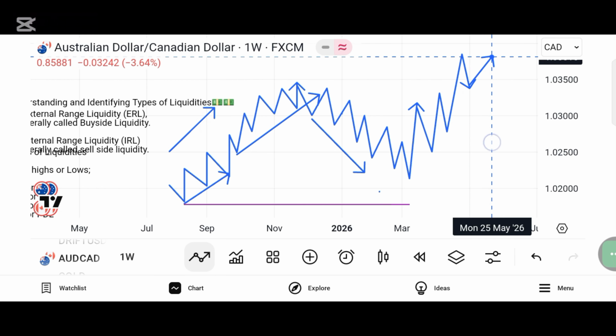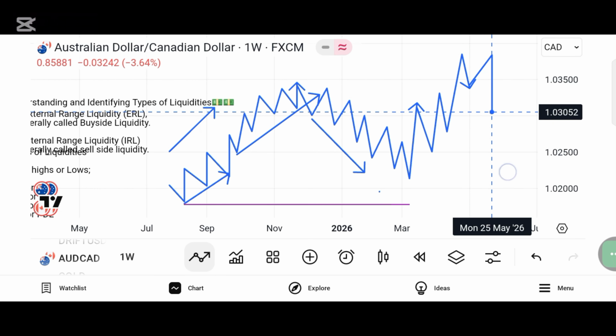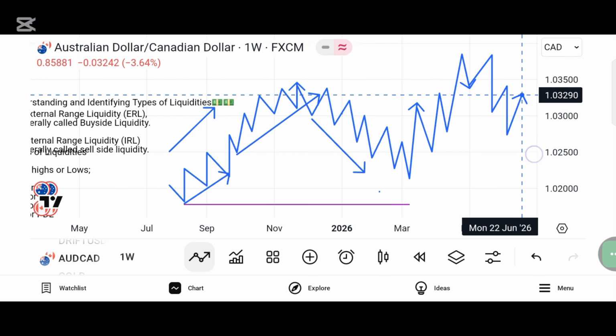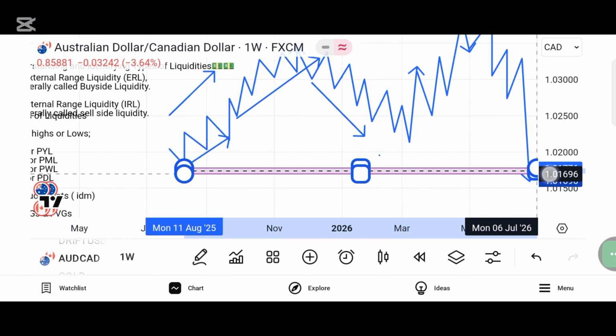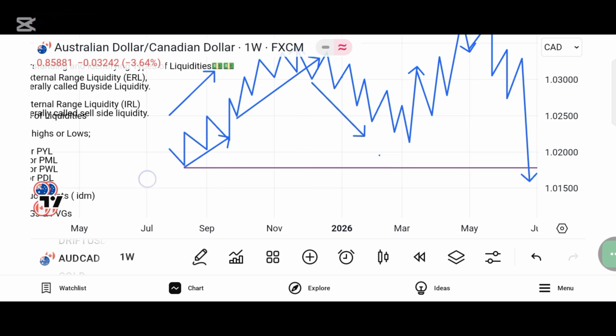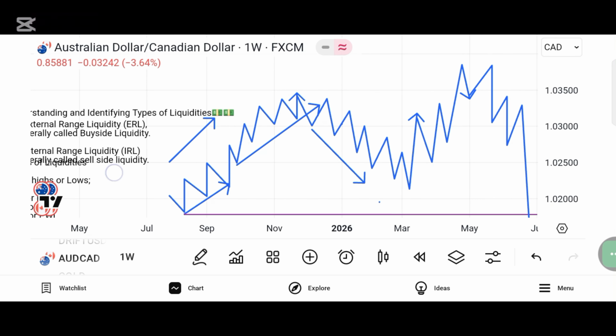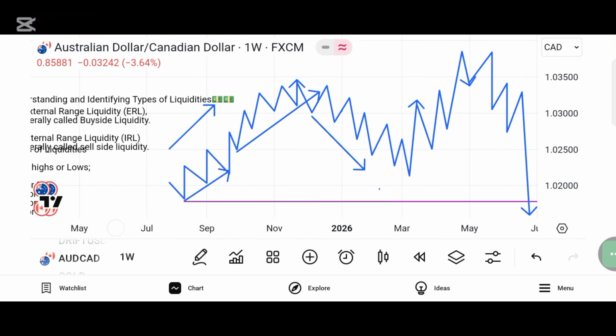So with time, price is going to trade below here in order to completely take the external range liquidity that has been formed here. So price will completely come down so as to take out liquidity. Now, liquidity that was formed below here. So this is how price action works. So this is how you just have to understand the concept of liquidity using the higher time frame.